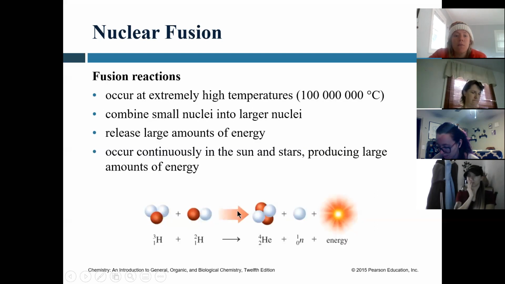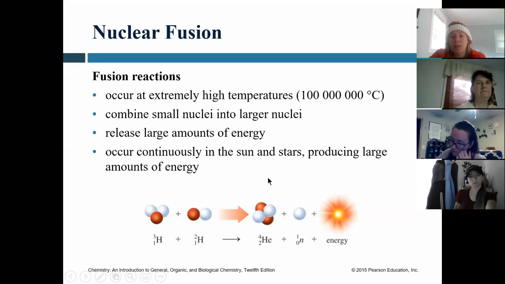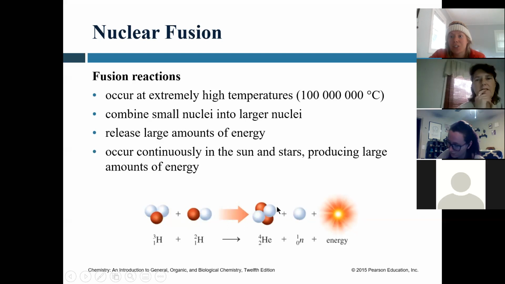So this would be a great way. Look at what our product is here. I mean, it's helium. We're taking hydrogen and our product is helium and a bunch of energy. Helium is inert. It's not a bad byproduct, right? When we're combusting fossil fuels, what is our product? Our product is CO2. Here we're getting helium and we're getting all this energy. So it would be really great if we could make nuclear fusion happen. They're trying to make nuclear fusion happen. The problem is that it has to occur at very, very high temperatures.